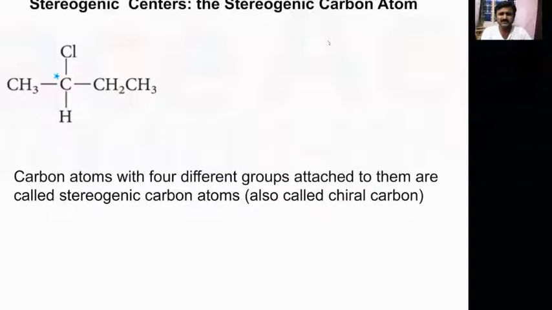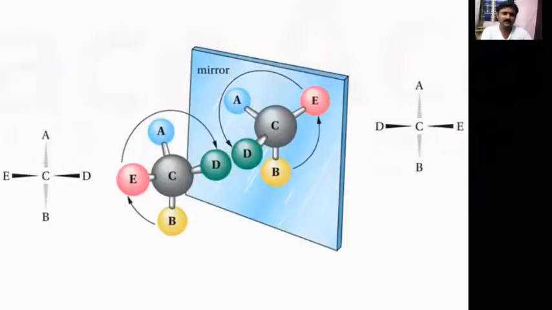Stereogenic centers, the stereogenic carbon atom. See here we have a stereogenic carbon atom, a chiral carbon with four different groups attached to it, which is called a stereogenic carbon atom. See another example, we have A, B, E, D like that given here around the carbon, and the mirror image is also observed. So in this mirror image this is quite different. Different groups are coming in the mirror image.